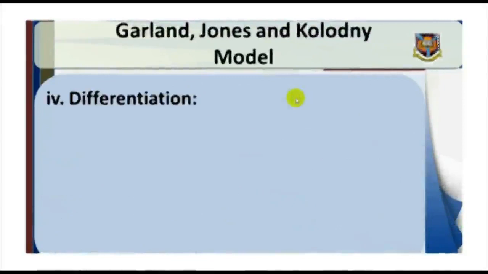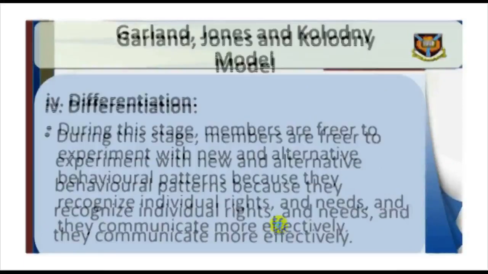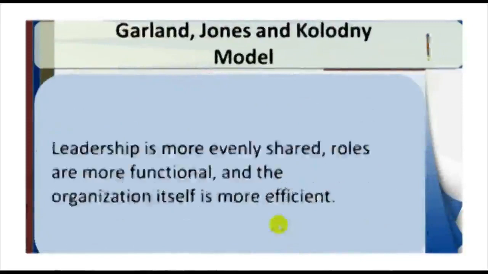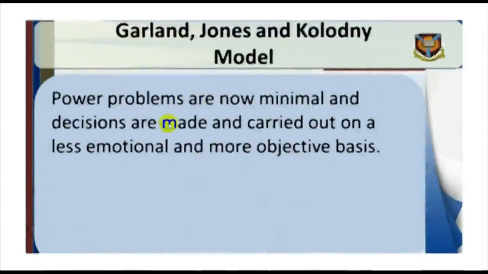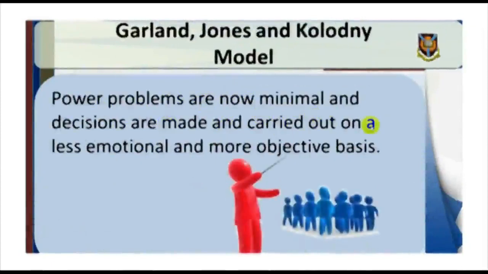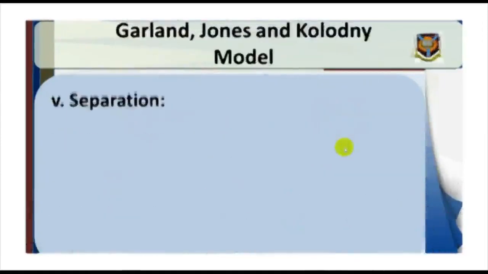4. Differentiation. During this stage, members are freer to experiment with new and alternative behavioral patterns because they recognize individual rights and needs, and they communicate more effectively. Leadership is more evenly shared, roles are more functional, and the organization itself is more efficient. At this stage, power problems are now minimal, and decisions are made and carried out on a less emotional and more objective basis.